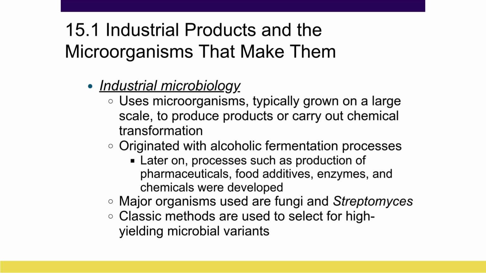This field originated with ancient processes like alcoholic fermentation. Later, more complex processes were developed for producing pharmaceuticals, food additives, enzymes, and various chemicals. The major organisms used in these processes are fungi and bacteria from the genus Streptomyces. To improve production, classic methods are used to select for high-yielding microbial variants.